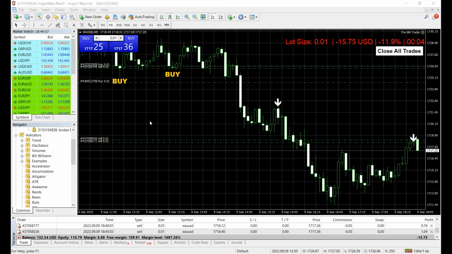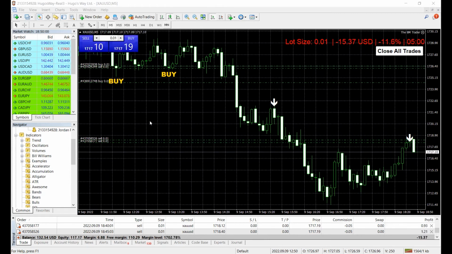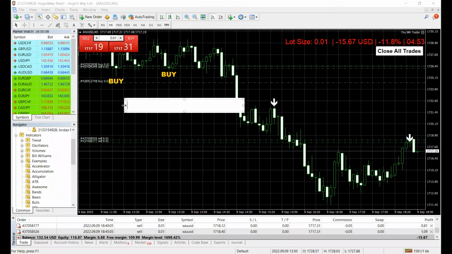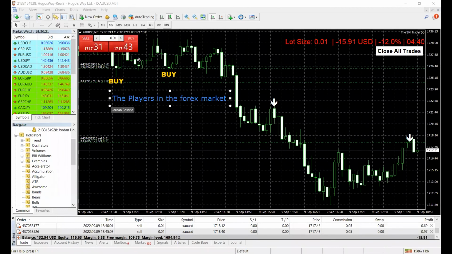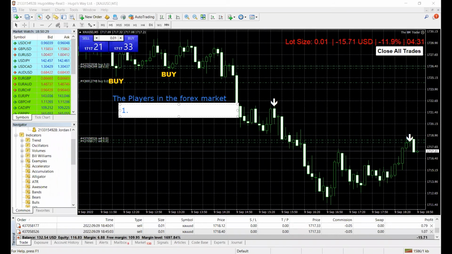Now, let's understand who the players are in this game. All right. The players in the Forex market. Because there are some players that we need to pay attention to. Now, those players, I'm going to break down from the simplest level to the more complex. So in order of simple to complex, that's us, the retail traders. That's you and me.